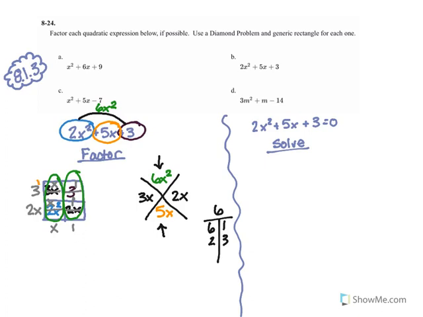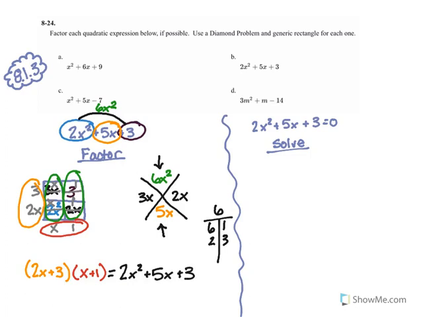I'm going to take these factors and write 2x plus 3. And I'm going to take the other factors at the bottom and write x plus 1. Those are our factors. So remember when we would have stuff and it would say write it as a product and a sum? So this would be the product and the sum would be our original, which is 2x squared plus 5x plus 3.